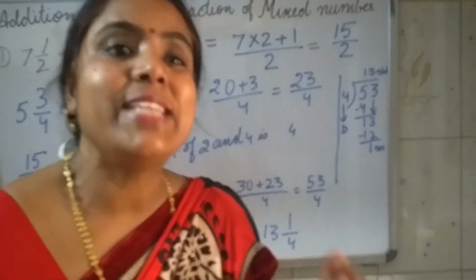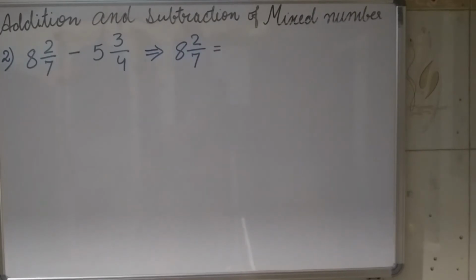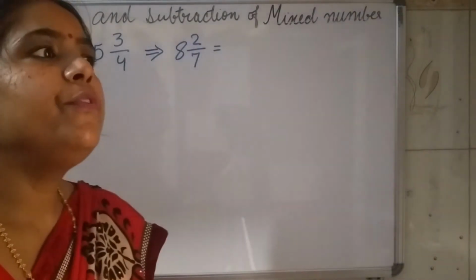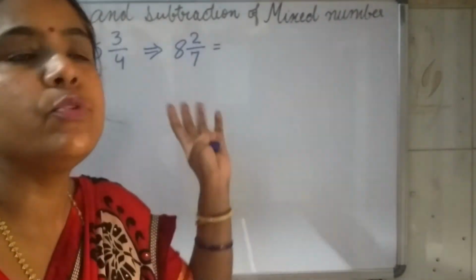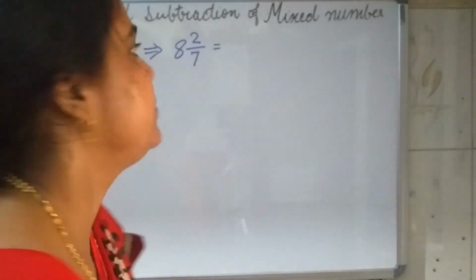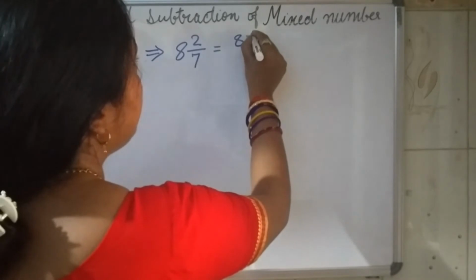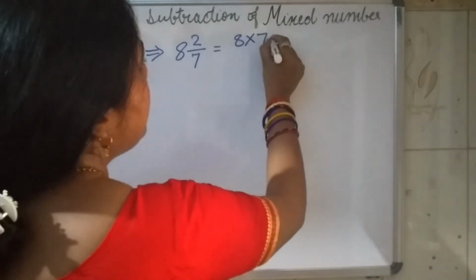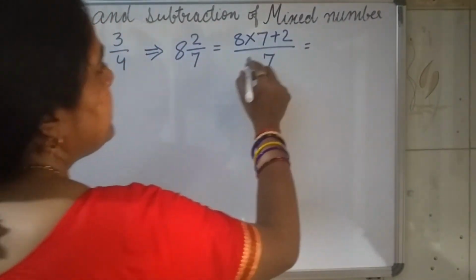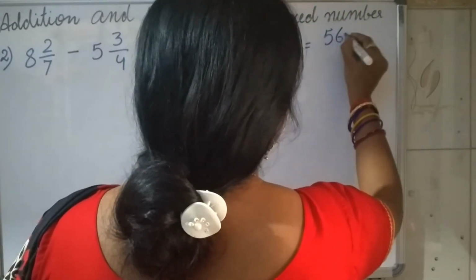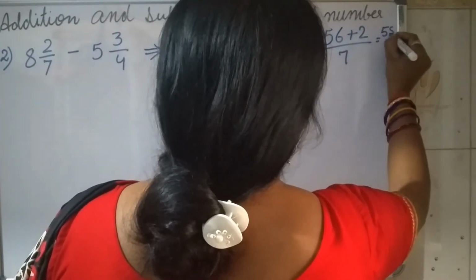Now we are moving to the subtraction of mixed fractions. For subtraction of mixed fractions, we have only one process: change into improper and then subtract. So first we will change into improper. Whole number multiplied by denominator plus numerator upon denominator. You know the table of 8. 8 7s are 56 plus 2 upon 7. This is 58 upon 7.